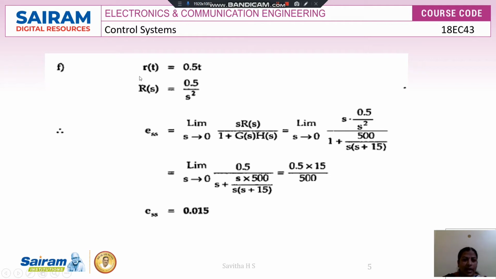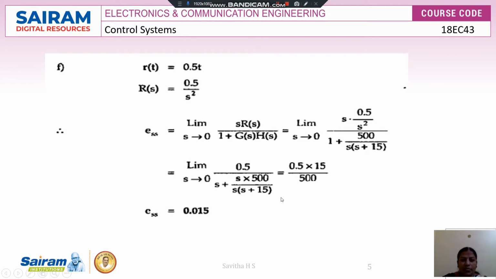The last one: r(t) is equal to 0.5t, and r(s), in place of the Laplace transform, will be 0.5 by s square. So ess is equal to the limit as s tends to 0 of s R(s) divided by 1 + G(s)H(s). So limit as s tends to 0, s into R(s) is 0.5 by s square. Then G(s) value we know already, so substitute the value. Now simplify the expression. I'll get 0.5, and in the denominator I'll get s + s into 500 divided by s into s + 15.